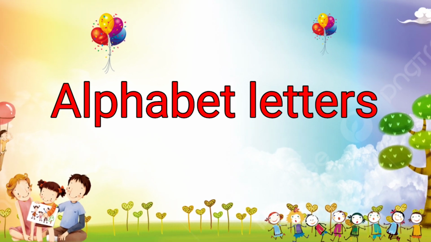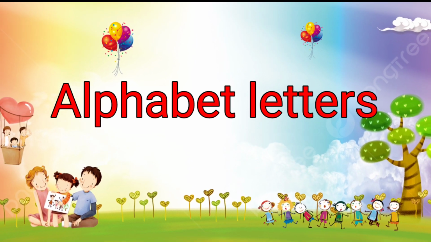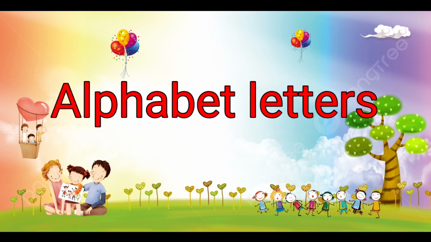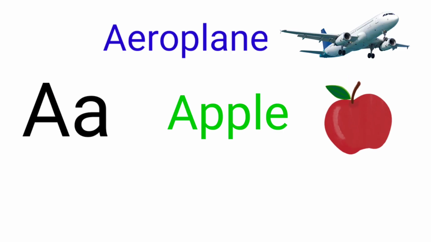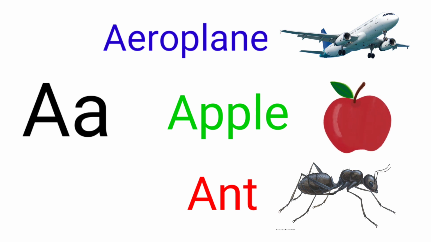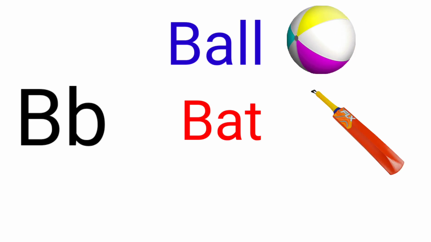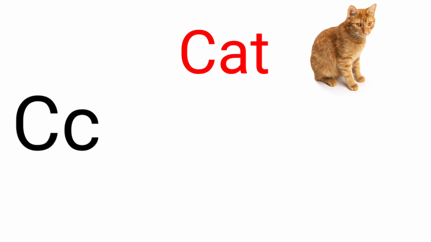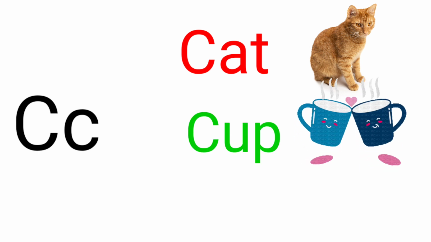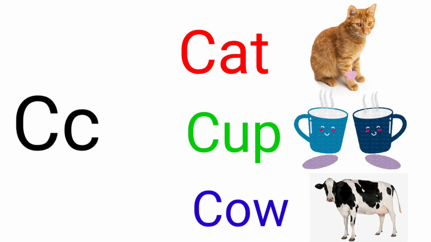Today we will see alphabetical letters. A for aeroplane, apple, ant. B for ball, bat, boy. C for cat, cup, cow.